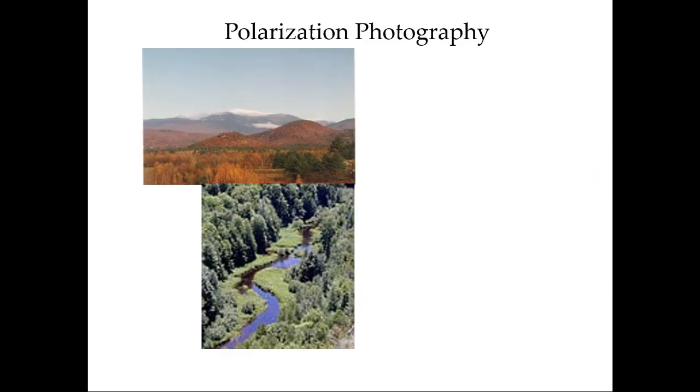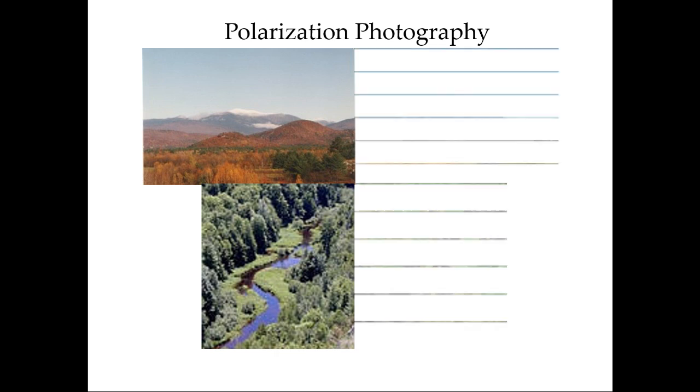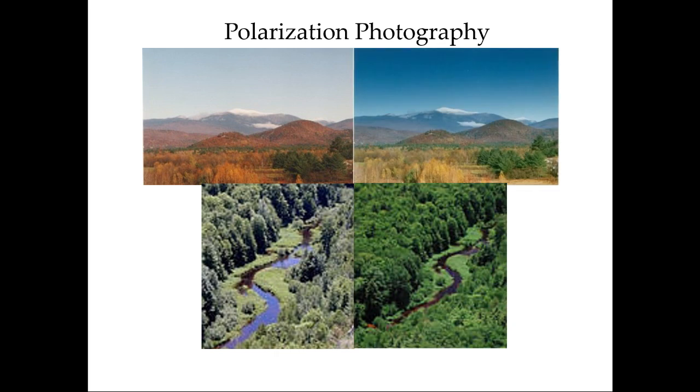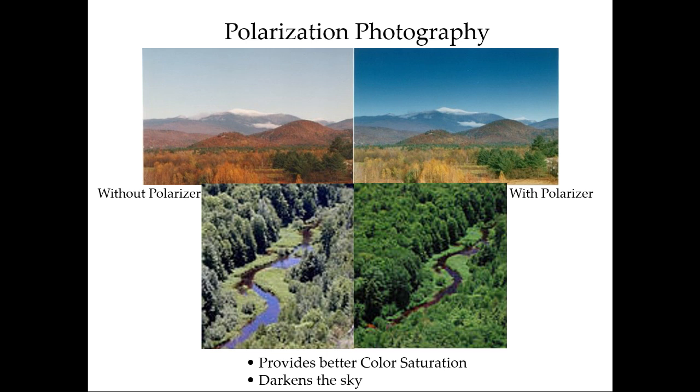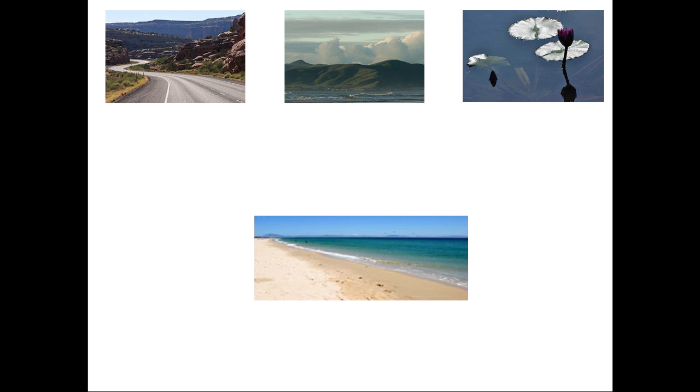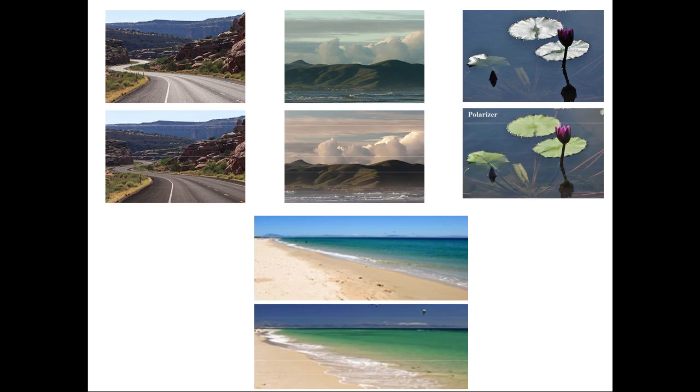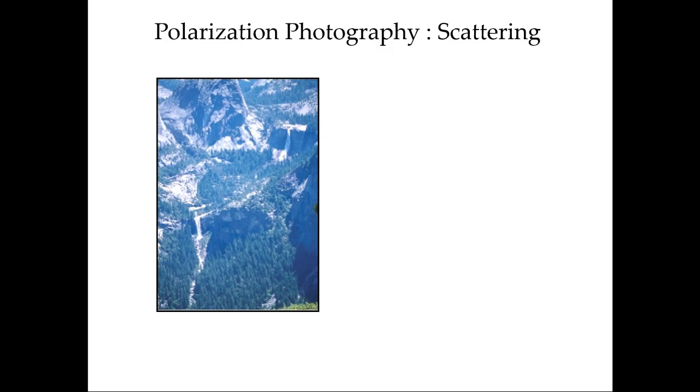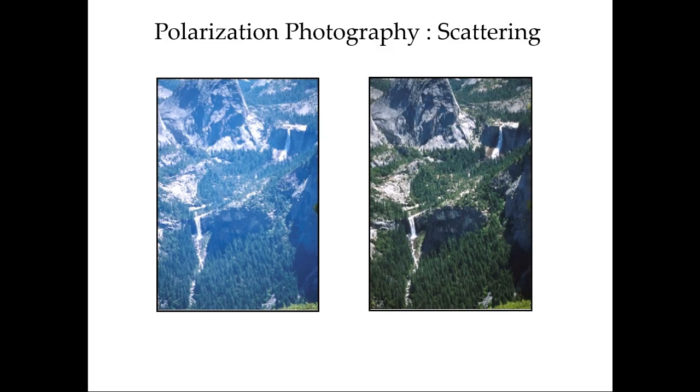Here there is no problem with these pictures. If so, then what about them? The previous pictures were taken without polarizer and the later are with polarizer lenses. Here the better color saturation and darkened sky are achieved. Here also these pictures are taken without polarizer and these are taken with polarizers. Here also the polarizers are used to dehaze the view.